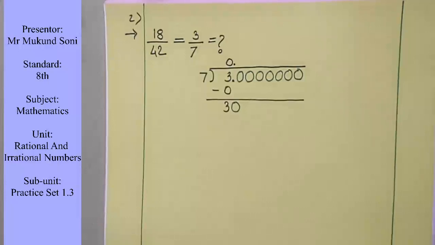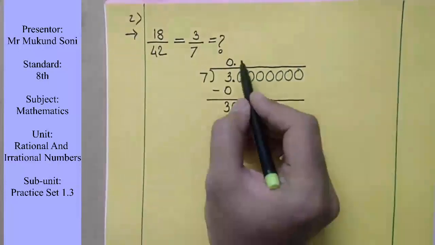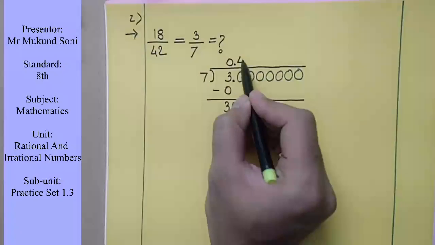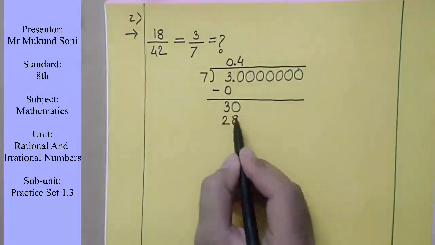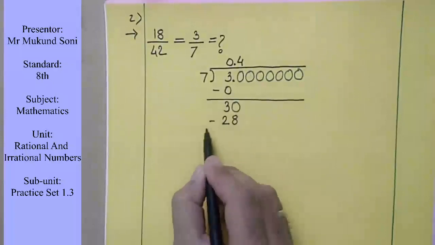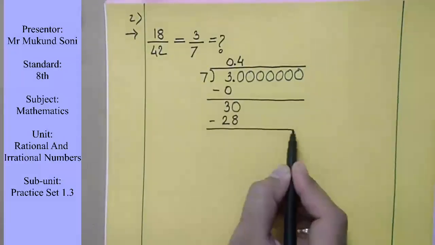And the correct answer is 4. 7 4s are 28, which is smaller than 30 but close to 30.